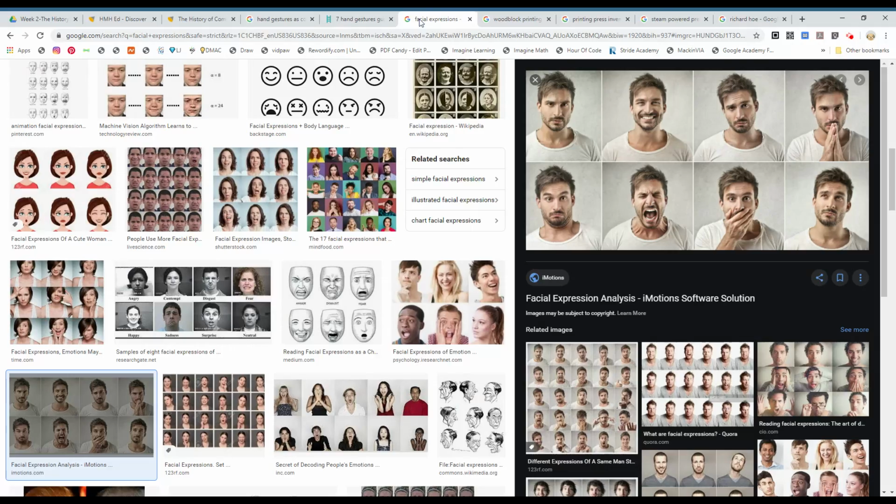And as for facial expressions, we can also communicate with our faces. We don't even have to speak or say anything. Our face sometimes says a lot, boys and girls, as you can see in these facial expressions here.